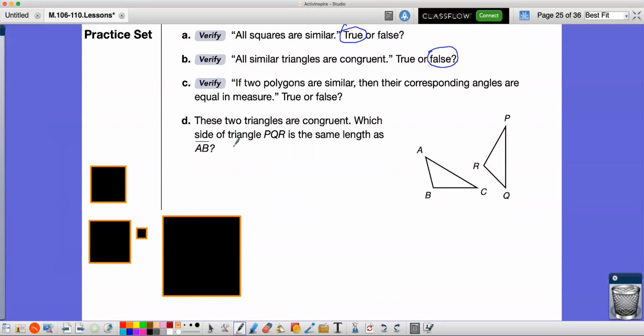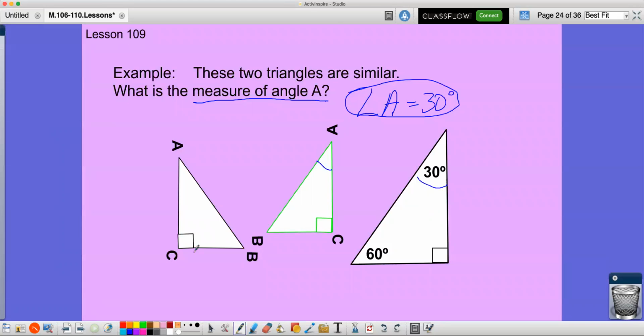Okay, let's do letter C. If two polygons are similar, then their corresponding angles are equal in measure. True or false? You should have answered true for this one. If two polygons are similar, then their corresponding angles are going to be the same. So like this, for example, this problem we did here. These polygons are similar. You can see the angles were the same.